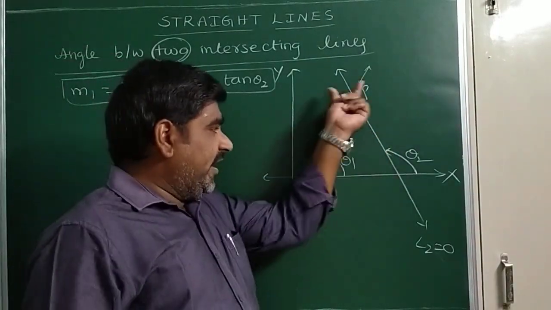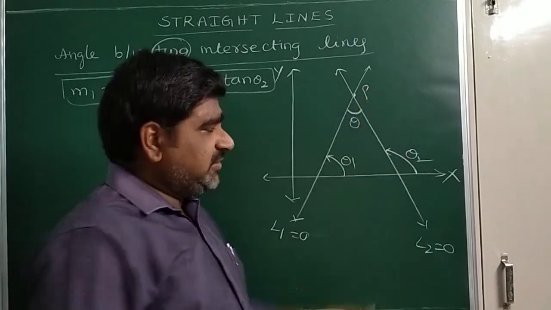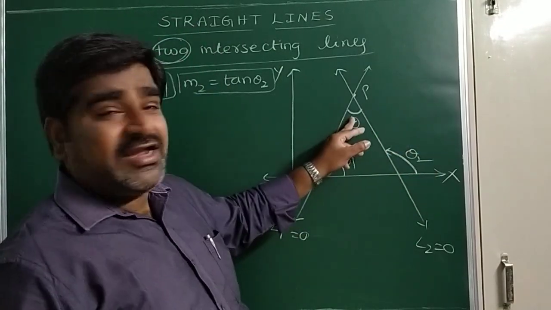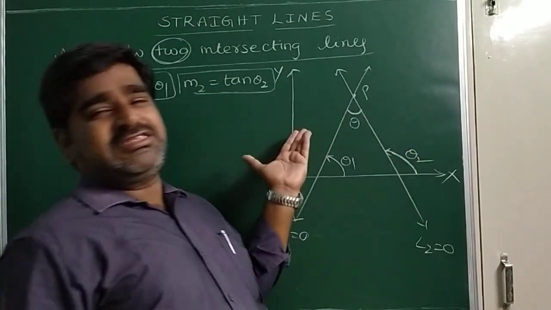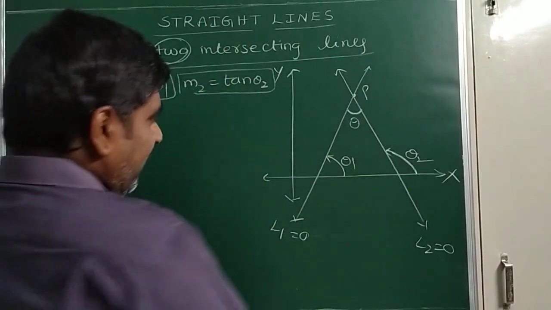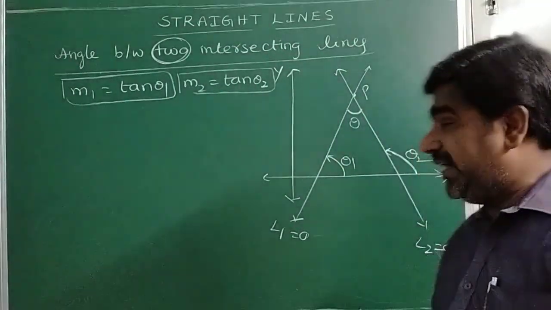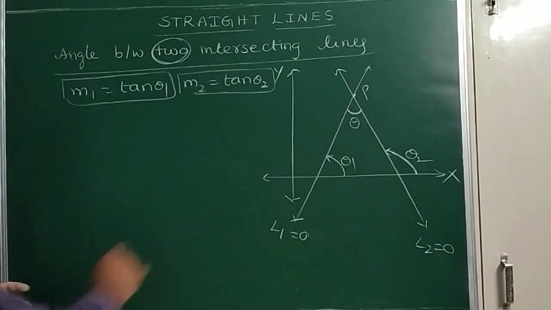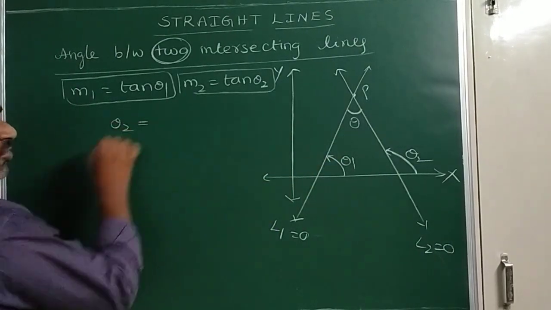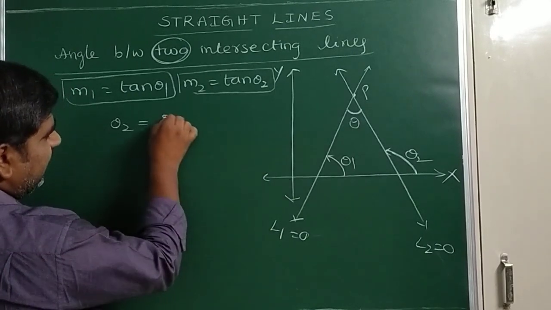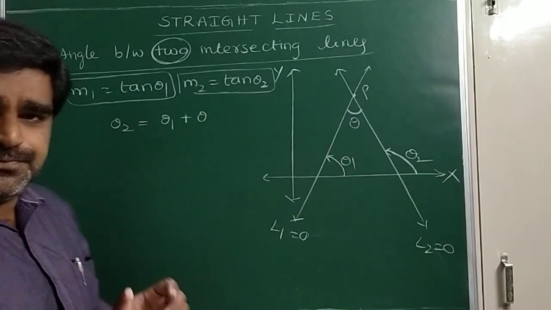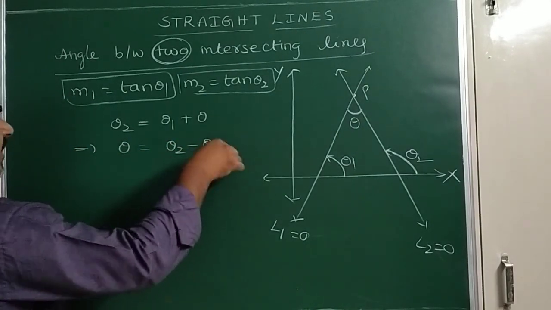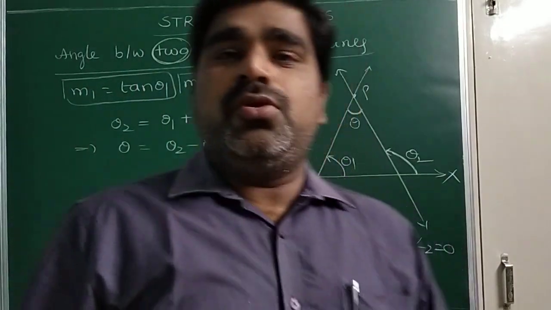Here observe, there is a triangle. So in this triangle, theta 2 is the exterior angle, and theta 1 and theta are the internal angles opposite to this exterior angle. In a triangle, there is a property that the exterior angle is equal to the sum of the two opposite internal angles. So theta 2 is equals to theta 1 plus theta. From this, theta is equals to theta 2 minus theta 1.